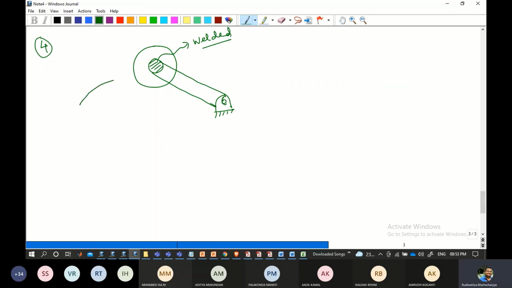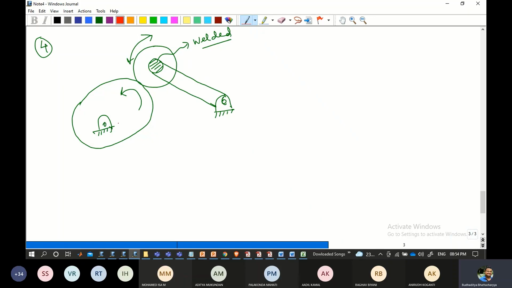And there is a structure which connects something like this, and we have a base. On this particular base, the link is rotating like this, and this is rotating of this nature. So this is the mechanism. Suppose this is the mechanism which we have, and we have to find out the degree of freedom for the same.